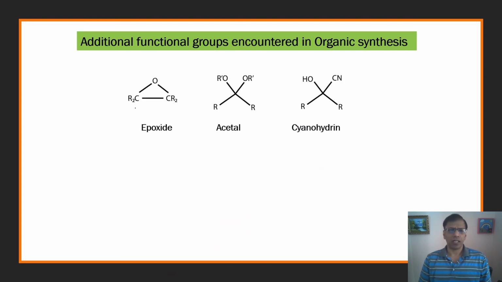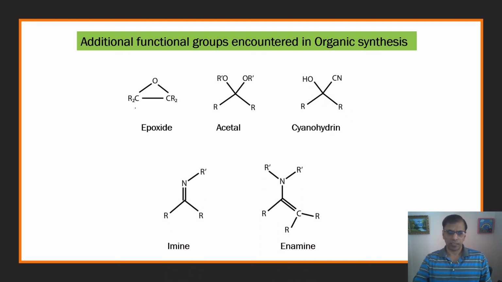There are additional functional groups encountered in organic synthesis. These are epoxides, where you have the oxygen atom attached to two carbons. And then you have acetals, where you have two alkoxy OR groups attached to a carbon. And then you have the cyanohydrin, where the OH and the cyano group are attached to a carbon. This one is an imine, where there is a carbon-nitrogen double bond, and you encounter this in organic chemistry too. This is an enamine, where you have a carbon-carbon double bond attached to a nitrogen right here. So these are some additional functional groups that you'll encounter in organic chemistry.